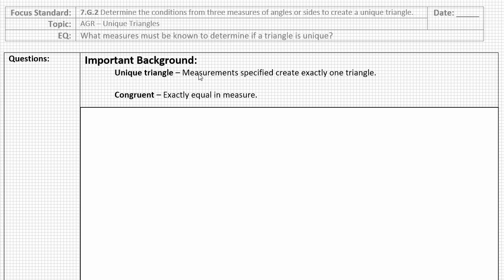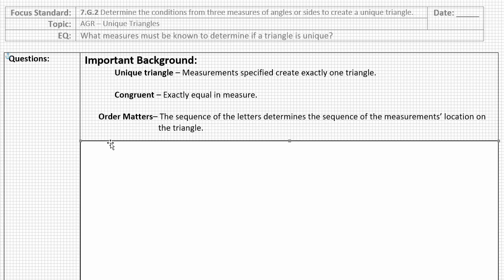Unique triangle is defined as measurements specified create exactly one triangle. Congruent is defined as exactly equal in measure. There is one more important piece of background information. Order matters. Once again, we see that the order in which we are writing something definitely communicates our ideas. So the sequence that the letters are written determines the sequence of the measurements' location on the triangle. Please make sure to have this information copied in as you will want to refer back to it.